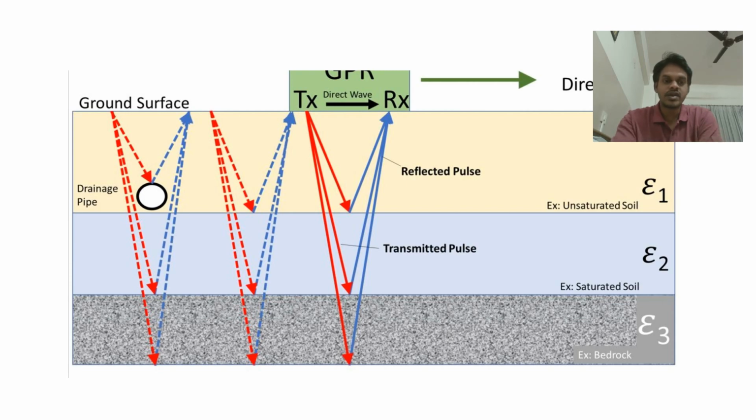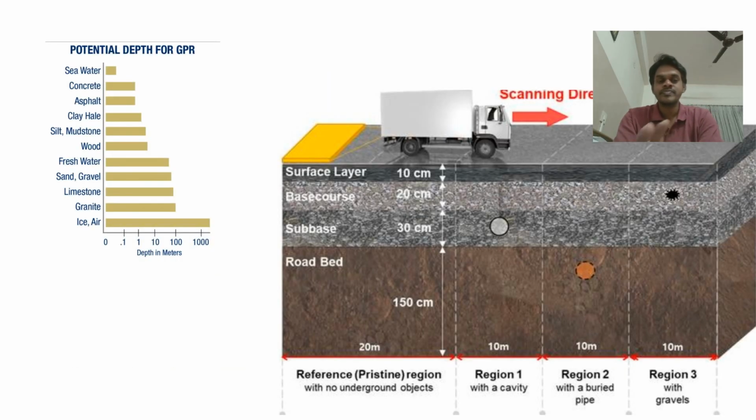For example, we are working on a drainage pipe. On the ground surface, you can see it because it is unsaturated soil. After that, you can find it in the saturated soil also. But the presence of moisture should be taken into consideration. And there are a few potential depths for the GPR. You can have a look at the table, and you can also see the scanning direction. It's not just the vehicle, the GPR will be there. And when you're going in the survey direction, you'll get all the information regarding cavities, buried pipes, or a region with gravels and so on.